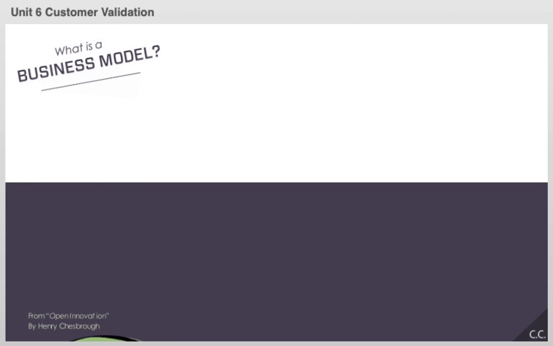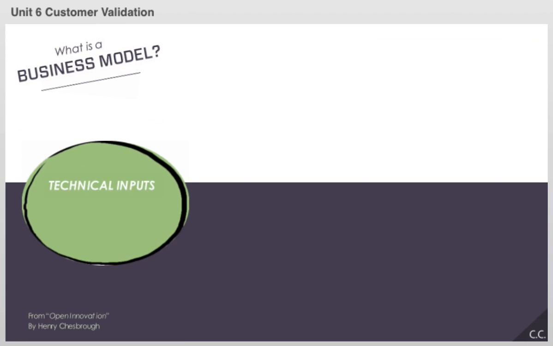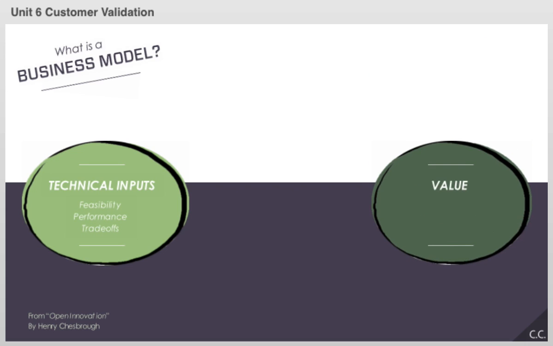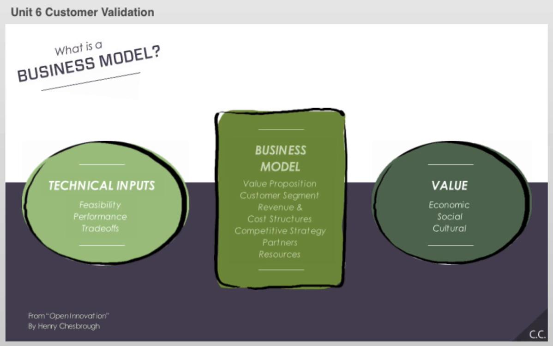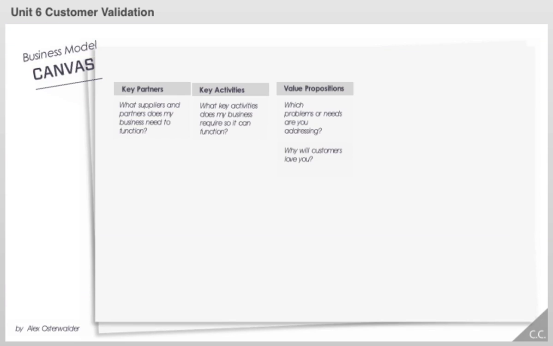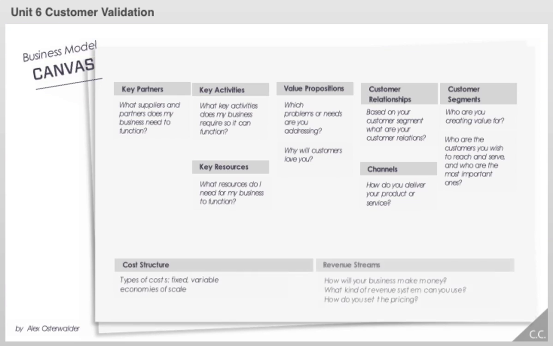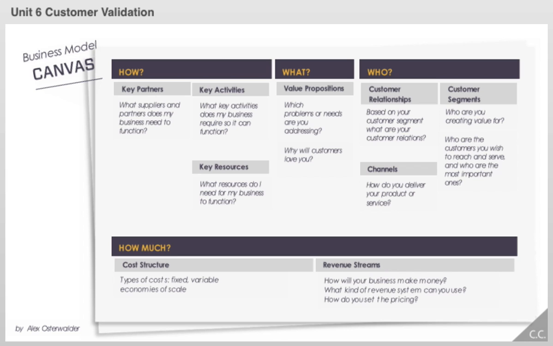A business model links the technical inputs, such as the performance, with the value it creates, whether that value is economic, social, or cultural. The business model describes the rationale of how an organization creates, delivers, and captures such value. The business model canvas was developed by Alex Osterwalder and has 9 elements and 4 main blocks.